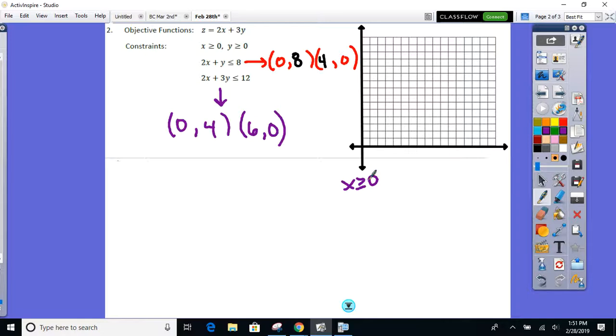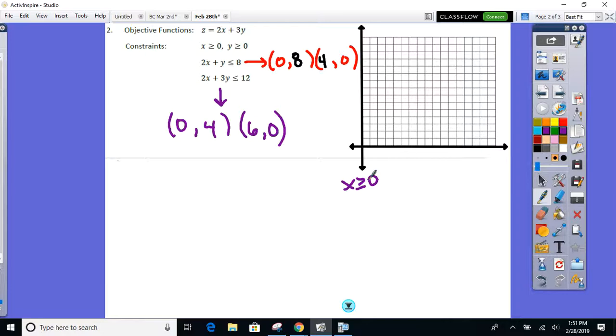Start thinking, where would you shade? Where are all the x's greater than 0? Now, hopefully you don't overthink this. Should I shade to the right or to the left of this? X is greater than 0. I hope you shade to the right. There's no darn graph to the left, right?